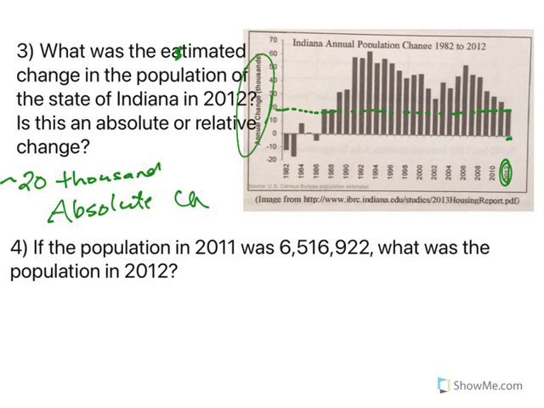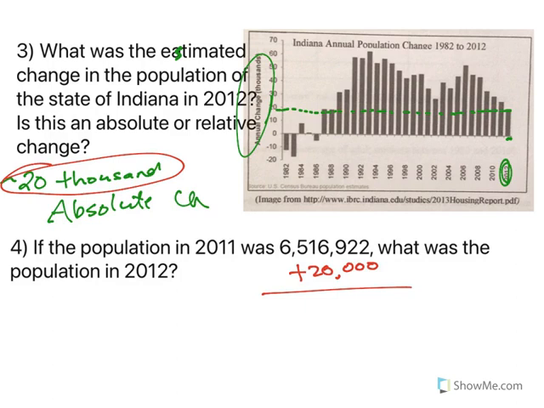If the population in 2011 was 6,516,922, what was the population in 2012? Well, if I say we had an increase of 20,000, then we would just add 20,000 to this. So in 2012, the population would be 6,536,922. And that's how we do that.